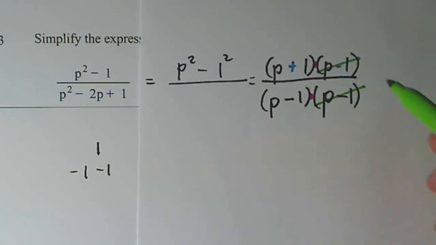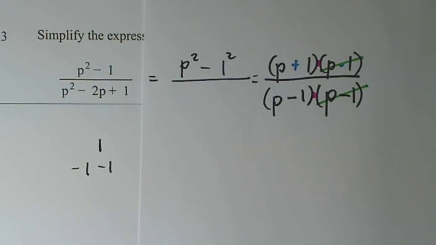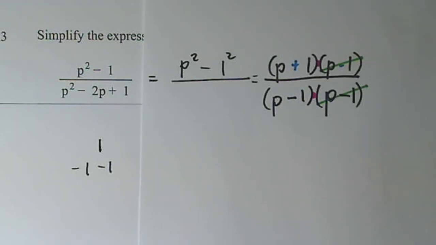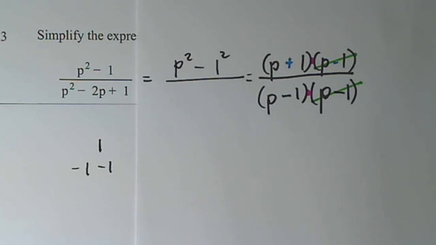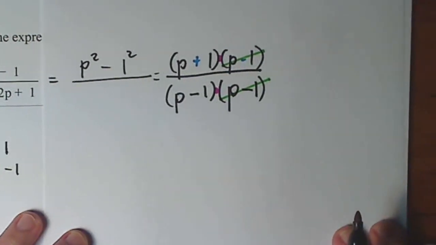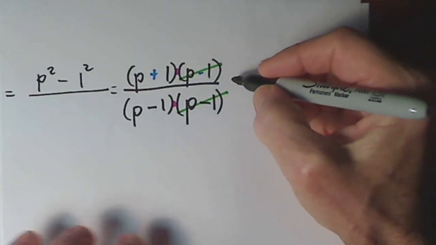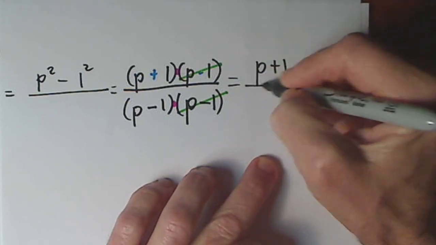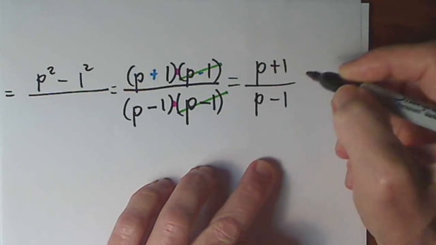We can't do any canceling here. Remember, for it to be a common factor, that means it has to be exactly the same. And the difference here is in these signs. So your final answer, I'll slide this over again. You will simply get p plus 1 on top, p minus 1 on the bottom.